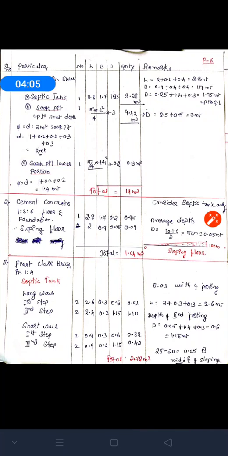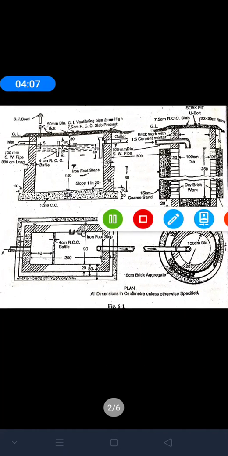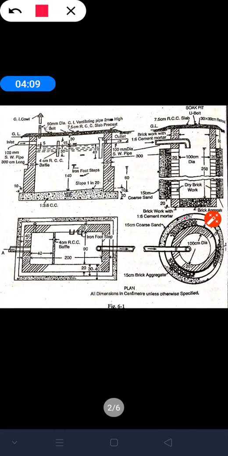Then the soak pit lower portion. Lower portion means this portion, guys. So from edge to edge we should consider the diameter. The diameter is 1 plus 0.2 plus 0.2. So 1 from edge to edge plus 0.2 plus 0.2, and that is 1.4. Depth is 0.2 here. Okay?